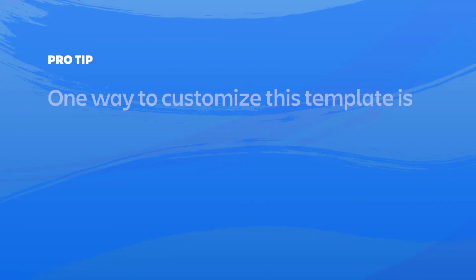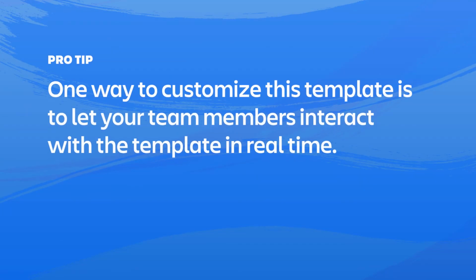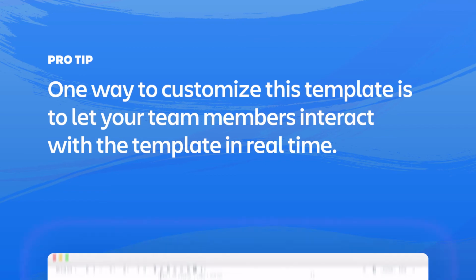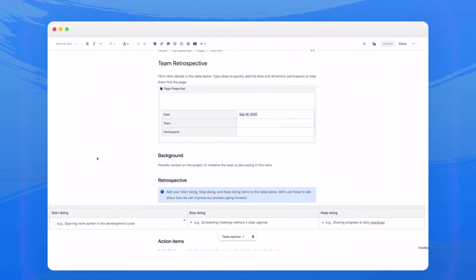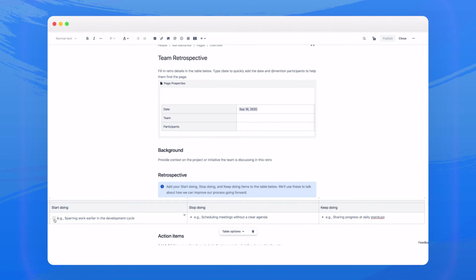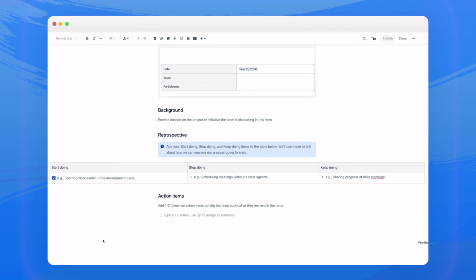Pro tip: one way to customize this template is to let your team members interact with the template in real time. For example, team members can use check marks, emojis, and add their initials to mark contributions that they agree with, or to vote on prioritization.